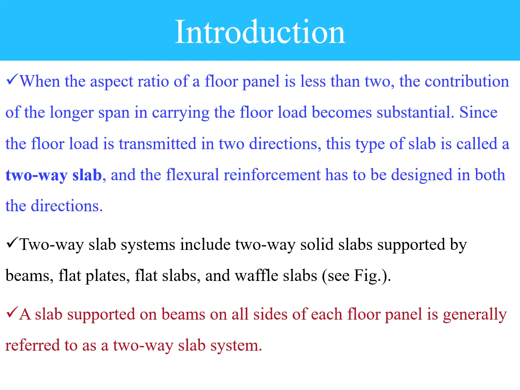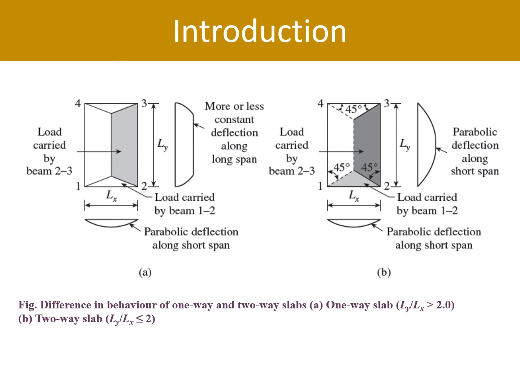Two-way slab systems include two-way slabs, solid slabs supported by beams, flat slabs, flat plates, waffle slabs, etc. Solid slabs on beams on four sides are generally referred to as two-way slab systems. This is the difference in behavior between one-way and two-way slab systems. In one-way slab systems, force is transmitted in only one axis, either the x-axis or the y-axis. In two-way systems, forces are transferred in both axes. It means all 4 sides of my slab take the loads to the supporting system, which may be beams or columns.